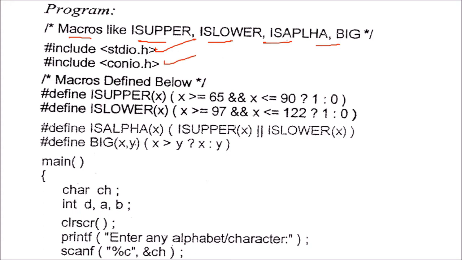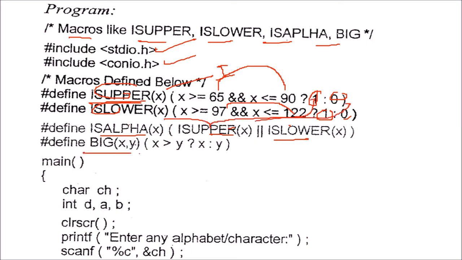So #define is upper, bracket x, and we start x. If x lies between 65 and 90, we say 1. This function will return 1, otherwise 0. If x lies between 97 and 122, 1 will be written, otherwise 0. Here we have is alpha. If these two, it can be lower, it can be upper also. Any case can be lower, upper. So if we have this or this, then this or this will be written, is upper or is lower, and in turn, this will give you value 1 or 0. How about this big xy? If x is greater than y, then it will return x, otherwise y.